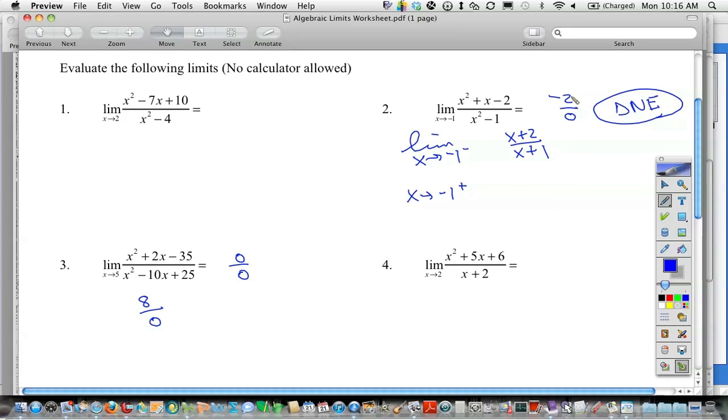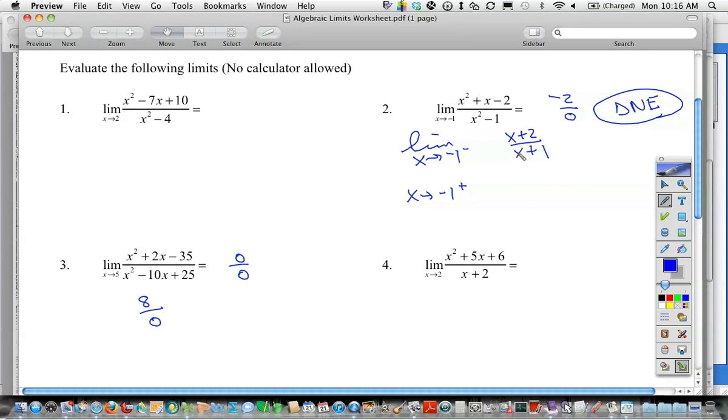Okay. So, oh, did you get negative 2 over 0? Yeah, when you did your first direct substitution. Okay. Maybe you factored first and then tried to plug in. And then you get something else. You get 1 over 0. Yeah, you get 1 over 0. But again, same thing. It doesn't really matter what you get there.